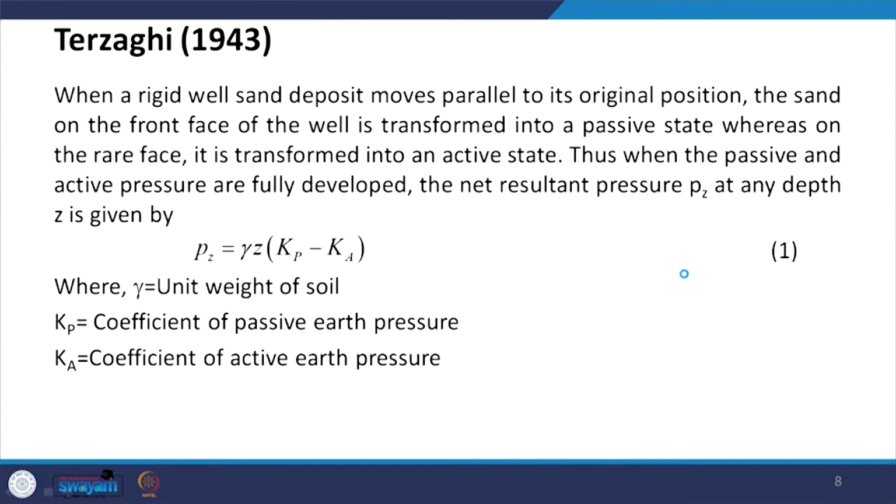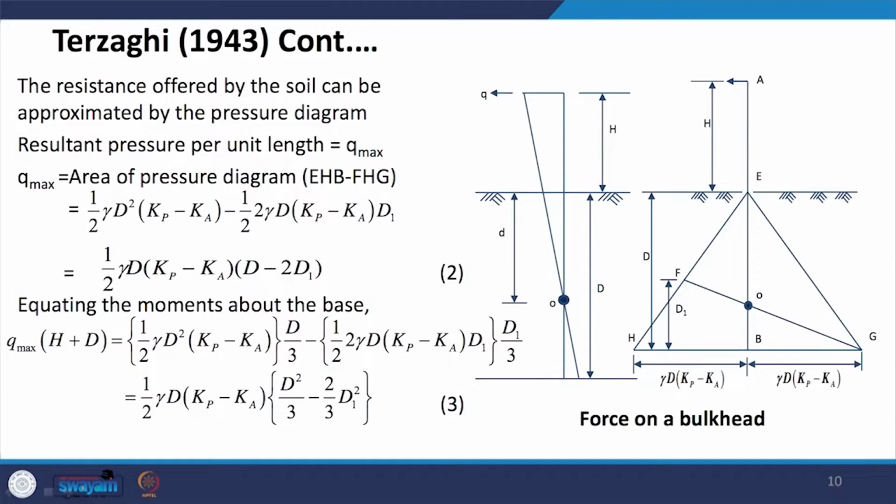Equation 1 we already discussed, the force given in equation 1, and equation 2 is here. Now, after this, we have the moment equilibrium, which provides another equation where Q max into (H plus d) is the moment caused by this load, and the resistance comes from the soil, which is from these two triangles. The first one is multiplied by d by 3 and the second one by d1 by 3. So, ultimately you get equation 3. Now, if we substitute the value of Q max from equation 2 into equation 3, we are able to get the value of d1.